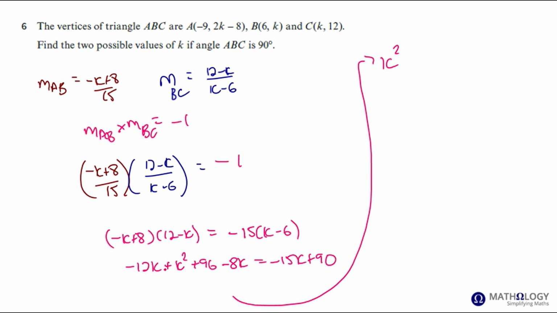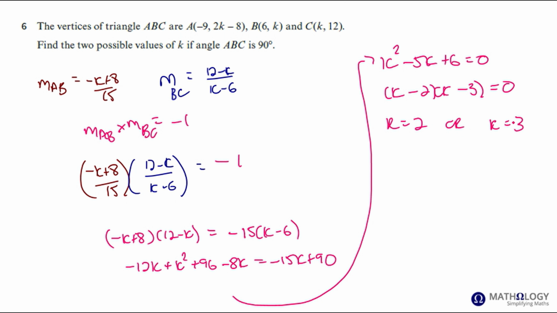k squared minus 20k plus 15k is minus 5k. 96 minus 90 is 6. So k squared minus 5k plus 6 equals 0. (k - 2)(k - 3) equals 0. k equals 2 or k equals 3.